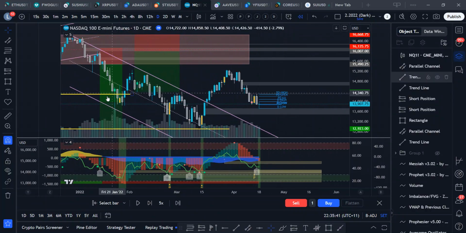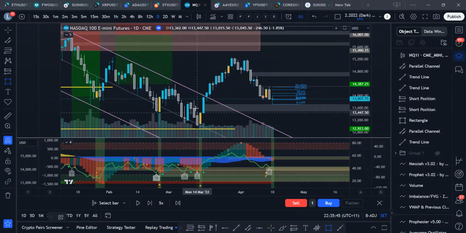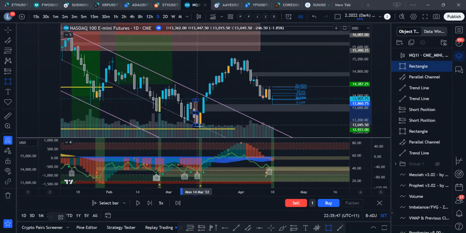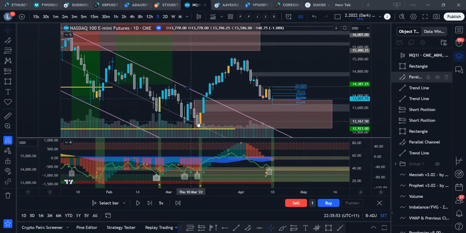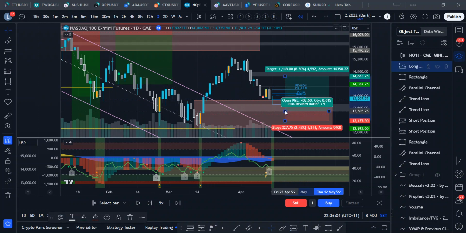So we use the rectangle tool, find our zone. This was the last down move before price broke out. So this is the breakout move. This was the last down move, this little 3 gray candles here. So if price comes back to this point, I'm going to take a long.